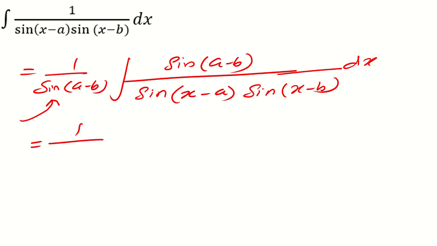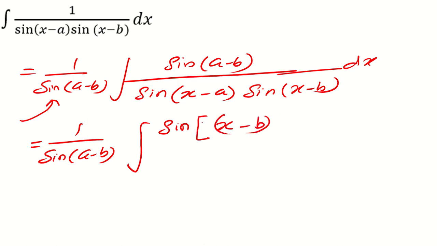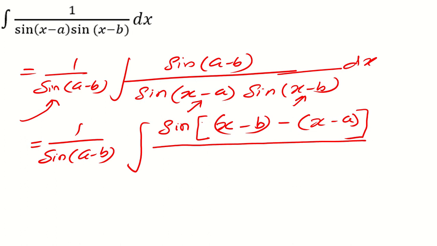So this is 1 over sine(a minus b) times the integration of, now here we have to adjust the angle. How? The first angle should be (x minus b) minus (x minus a). Now you can ask how do you know that we have to write it like this? We are just trying to make it similar to the angles in the denominator, nothing else. The denominator's angles are x minus a and x minus b. So if you simplify the bracket in the numerator, you will get a minus b. Yes or no? Okay.